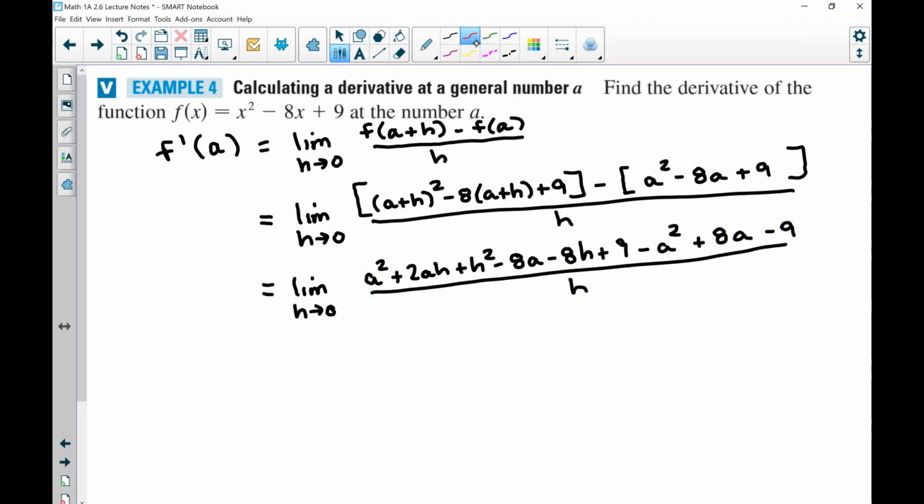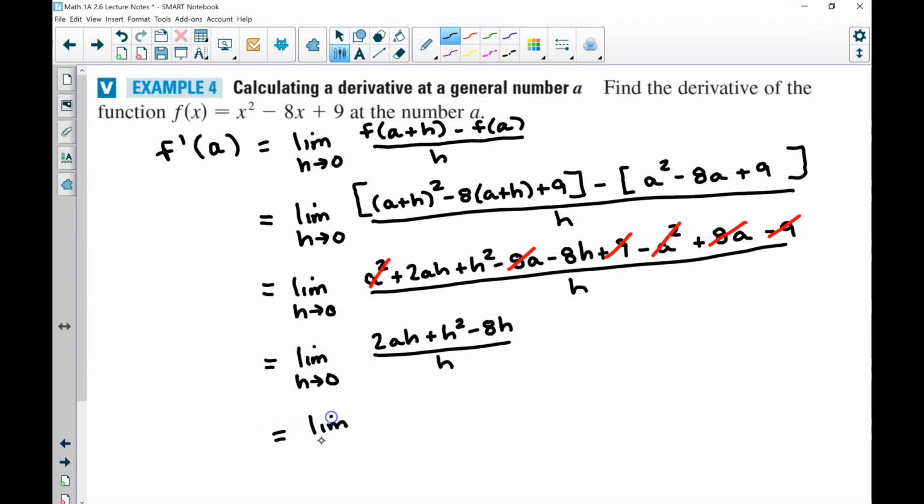And then what can we simplify here? Well, we can simplify the a squareds. We can simplify the minus 8a and plus 8a. And then we can also simplify the plus 9 and the minus 9. So now we end up with the limit as h approaches 0 of 2ah plus h squared minus 8h over h.